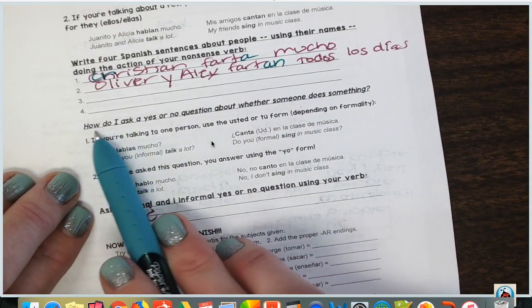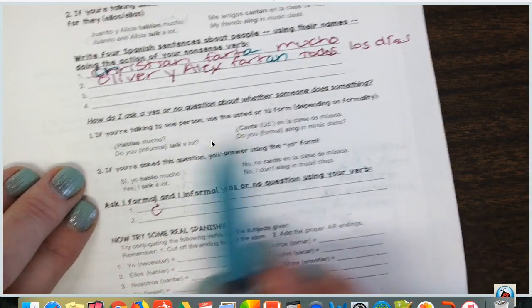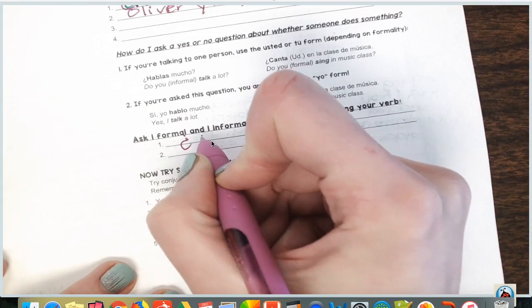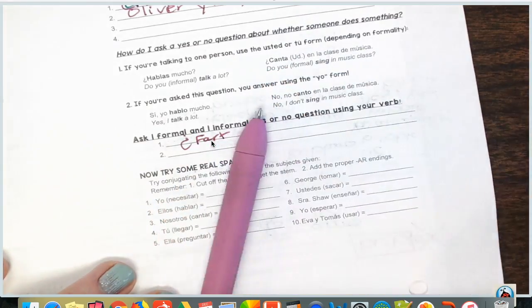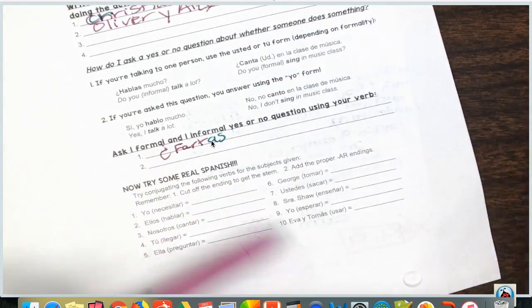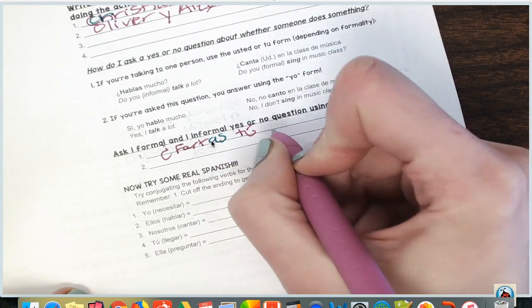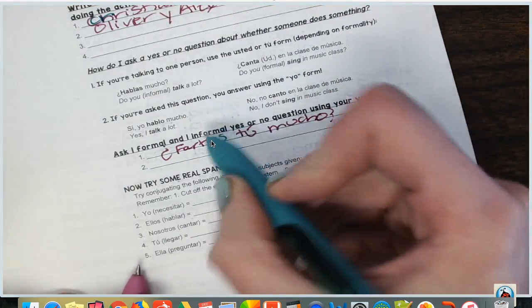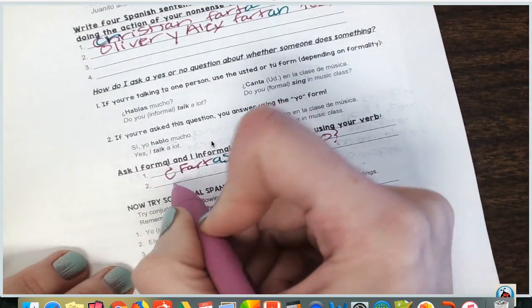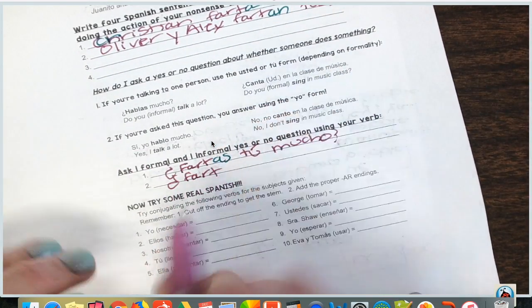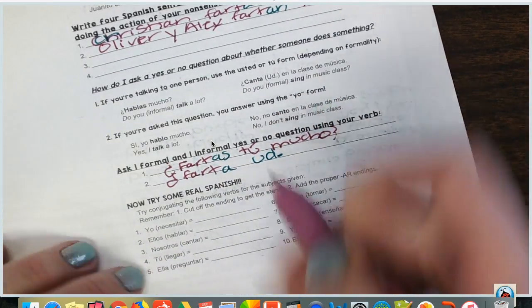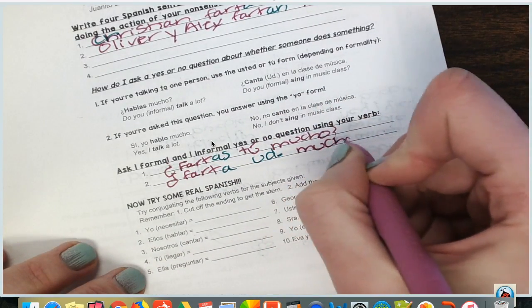It says, how do I ask a yes or no question about whether people do something? Hablas mucho, do you talk a lot? So the example for this verb would be fartas tú mucho, do you fart a lot? And then you have to write a formal version of that. I'm sorry. Farta usted mucho, do you, formal, fart a lot?